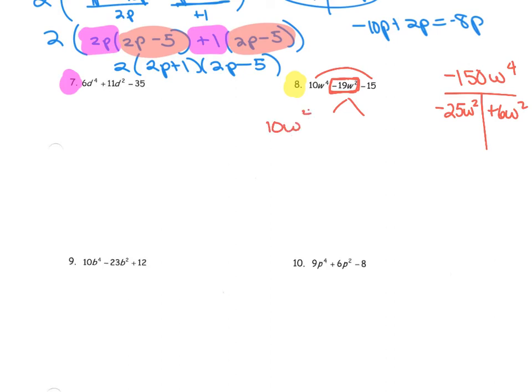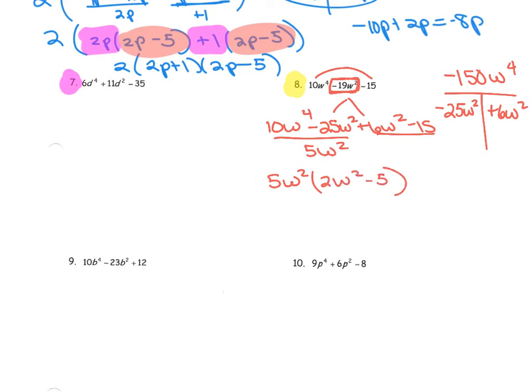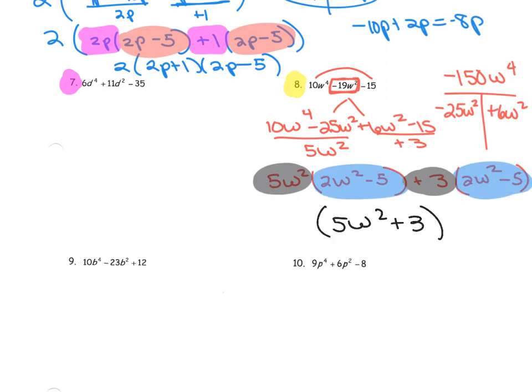I have 10w to the 4th minus 25w squared plus 6w squared minus 15. Take out the GCF of the first two and last two terms. So I see 5w squared, so take out the 5w squared. I'll have 2w squared minus 5. Let's see, take out a positive 3 here. So I'll have plus 3 times 2w squared minus 5. Again, we can color code. And I'll be left with 5w squared plus 3 times 2w squared minus 5. I'm going to write the answer for 7, and there are a few others I want you to try.